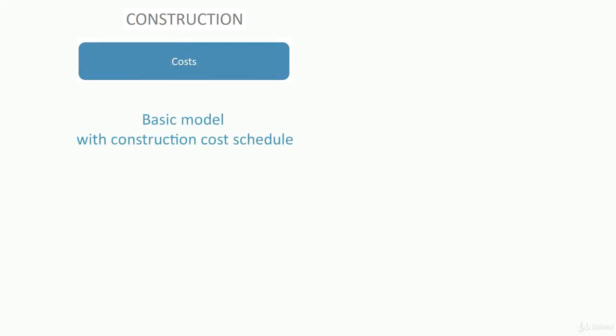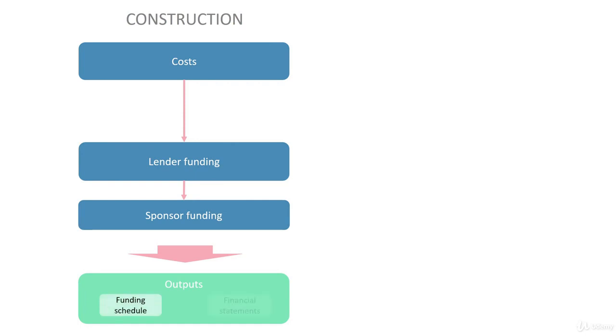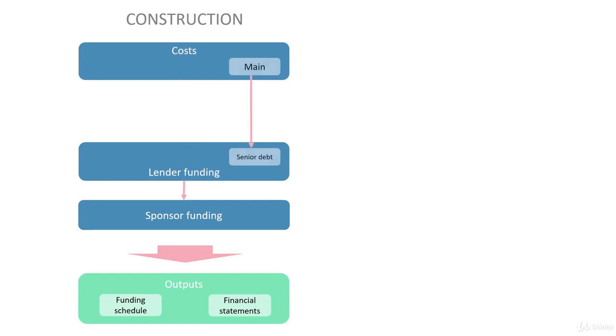You'll be given a basic model which contains a projection of expenses required to build the project. Nothing gets going without any cash. The next step is to build out a fund matching engine for the project. This gives us what we need to calculate our funding schedule and some basic financial statements. We'll then take a look at how to model provisional funding for when things go wrong.